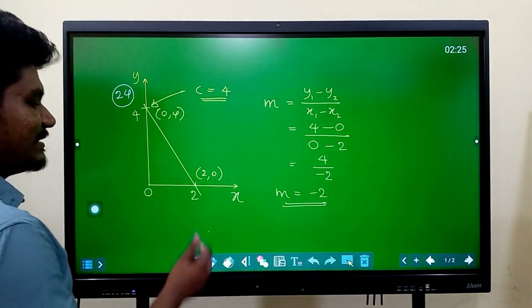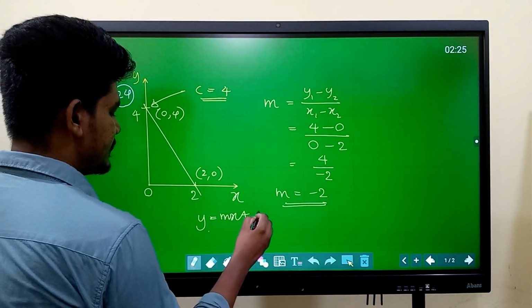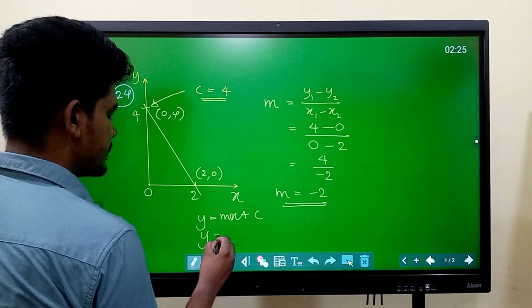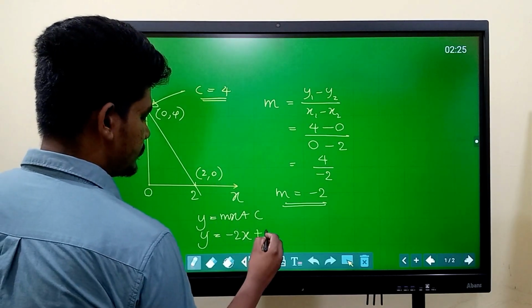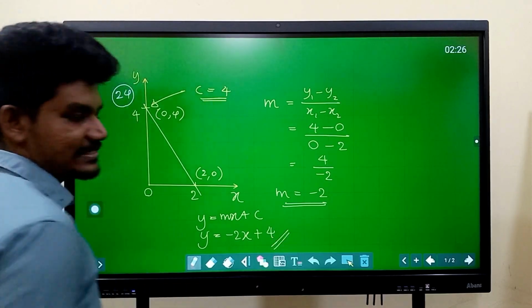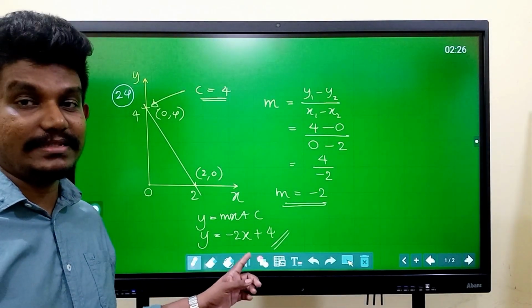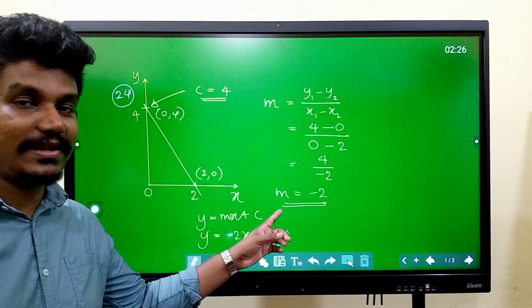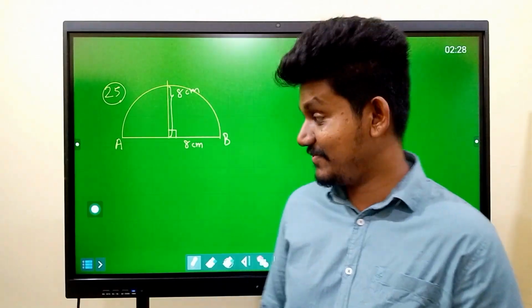Now we know the gradient and the intercept both, so we can write the equation y equals mx plus c. Then the function is y equals minus 2x plus 4. This is the function. So 1 mark for writing the equation and 1 mark for finding the gradient. Okay, let's see the last one, the 25th question.